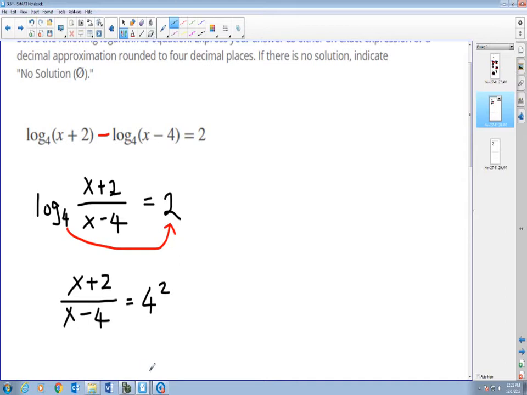We know 4 to the second power is the same thing as 16, so I'm going to write 16 here. With 16 being 16 over 1, to solve for x, I can use my cross product. 1 times the two terms on top will still be x plus 2, set equal to 16 times the two terms down there. So 16 times x is 16x, and 16 times negative 4 is negative 64.